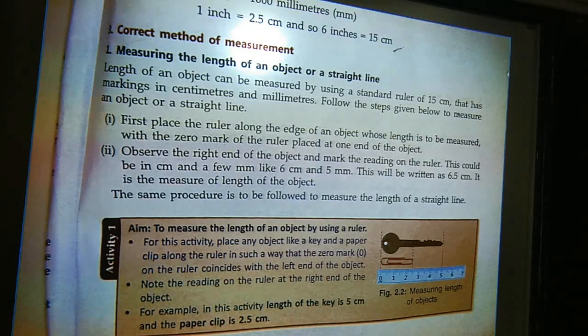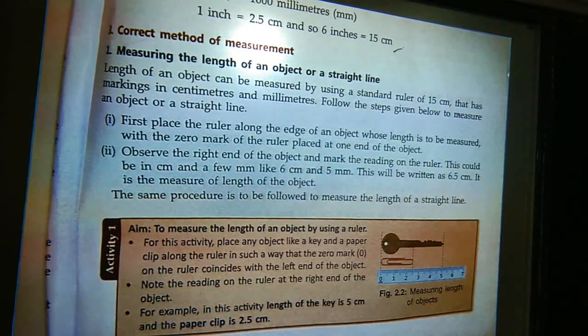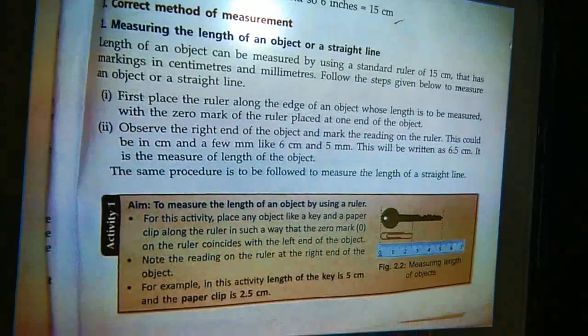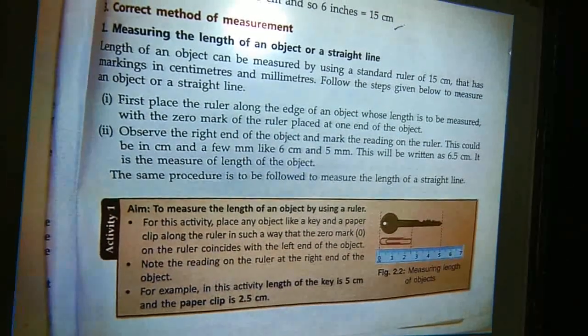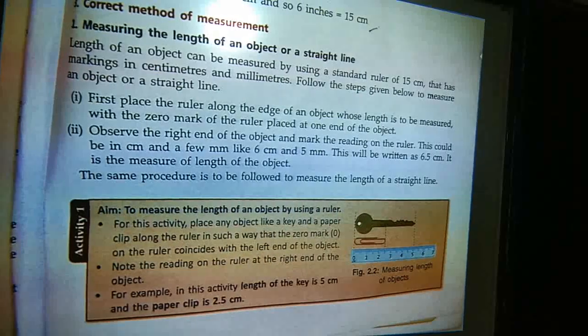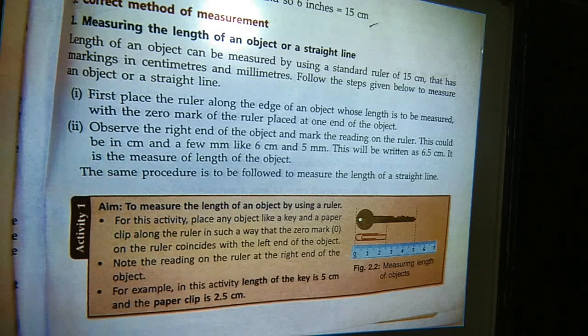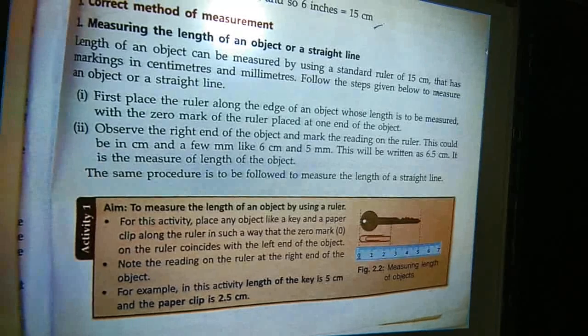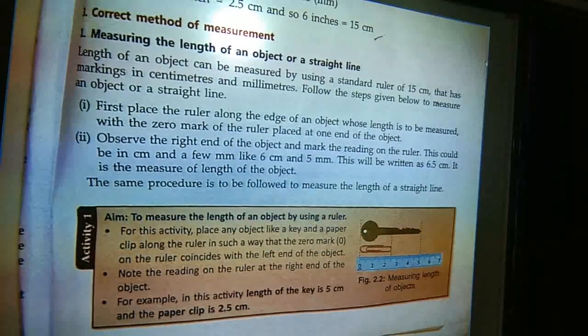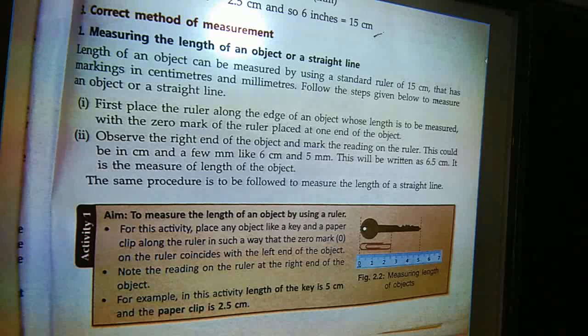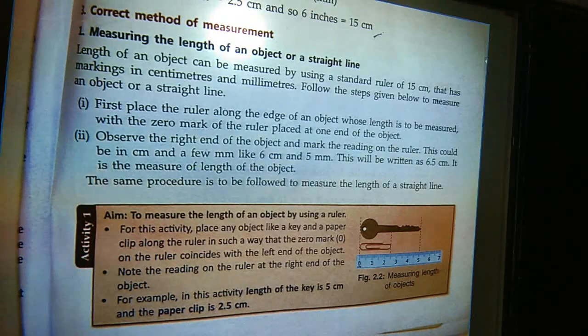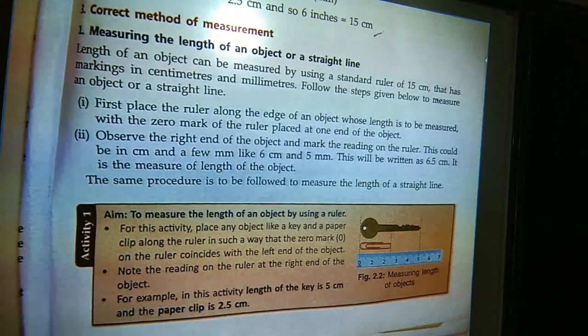First, place the ruler along the edge of an object whose length is to be measured with the zero mark of the ruler placed at one end of the object. Also, you can see the activity 1. Second point, observe the right end of the object and mark the reading on the ruler. This could be in centimeter and a few mm, that is millimeter, like 6 centimeter and 5 millimeter. This will be written as 6.5 centimeter. It is a measure of the length of the object. The same procedure is to be followed to measure the length of a straight line.